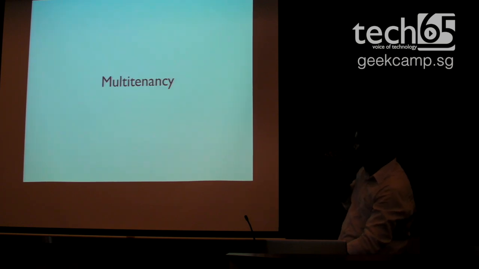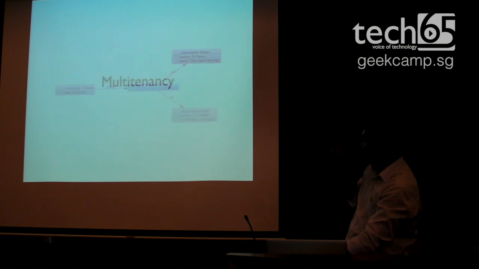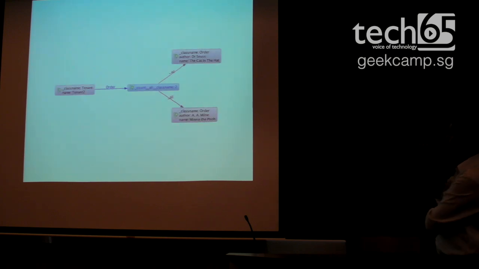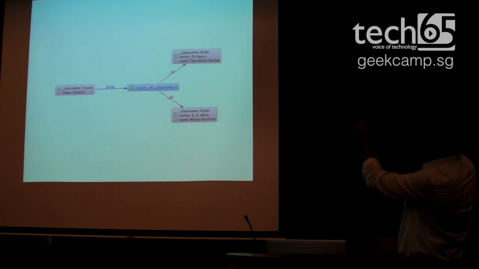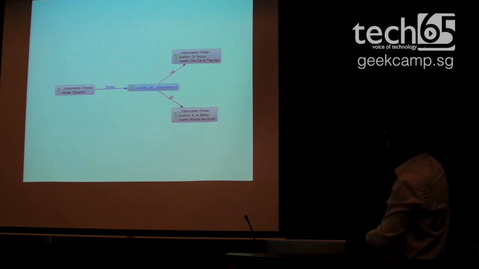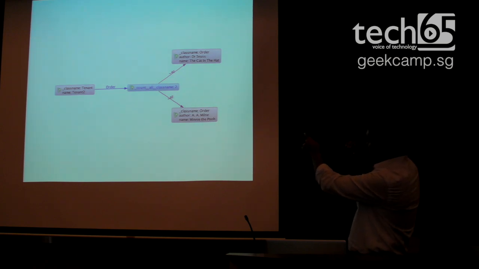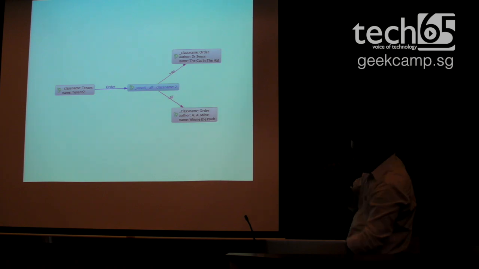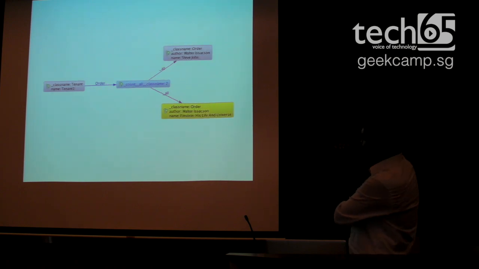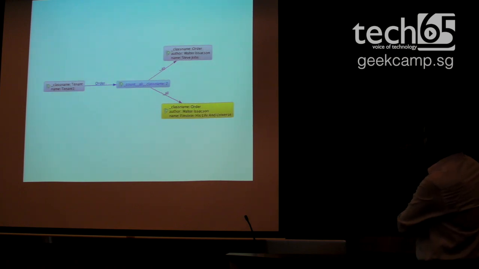Okay. Something that's a little bit simpler is how multitenancy works. So if you have a tenant and you have, say, 2 orders, one for Dr. Seuss and another one for Winnie the Pooh, we can see that if you look for all orders for a particular tenant, this is what you'd get back. For another tenant, you'd get something that's completely different.